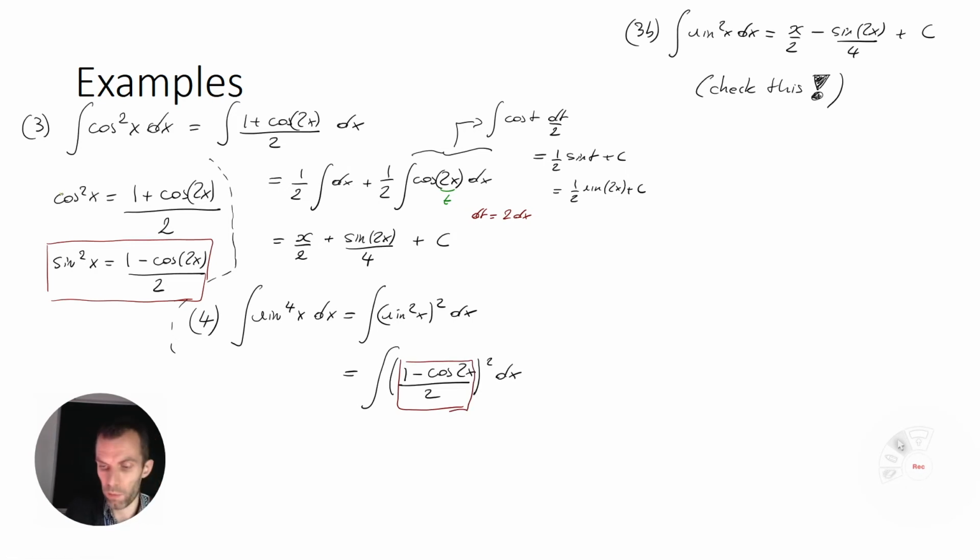And by the way, we used this expression for cosine, we used that here, just to make it nice and clear. And so now that we have that, we can calculate. We can expand the square. We get 1/4 and then 1 minus cosine 2x squared. So 1 minus 2 cosine 2x plus cosine squared 2x dx.